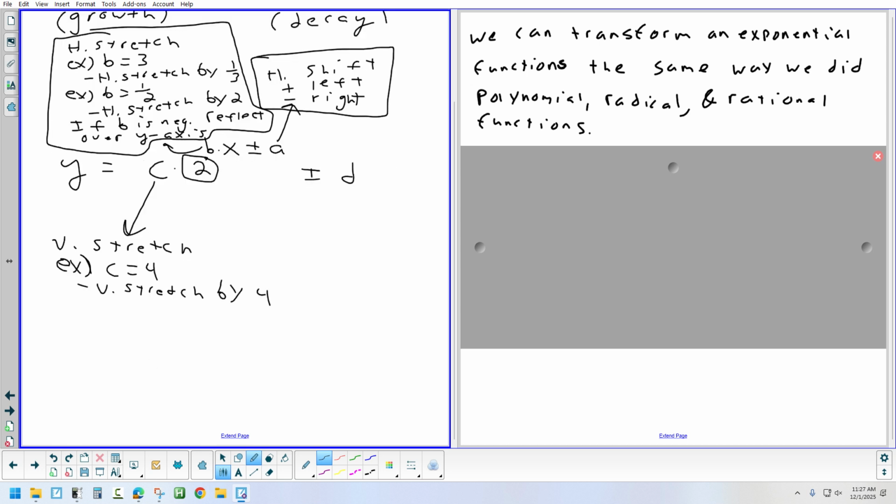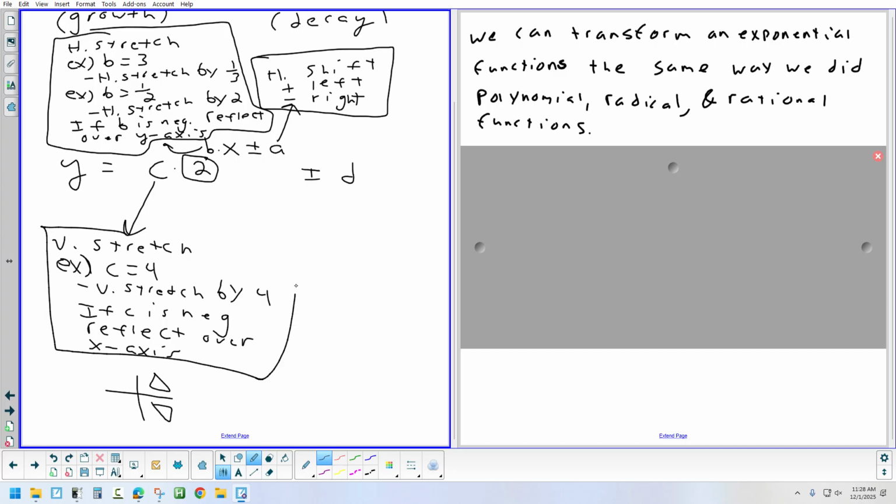The other thing that can happen with C is it can be a negative. So what do you think you would do if C is negative? Yeah. Reflect over the x-axis? Yep, it's a vertical reflection. It would look something like this. And that's reflecting vertically over the x. So reflect over x-axis. Okay. So that's everything you need to know for C.